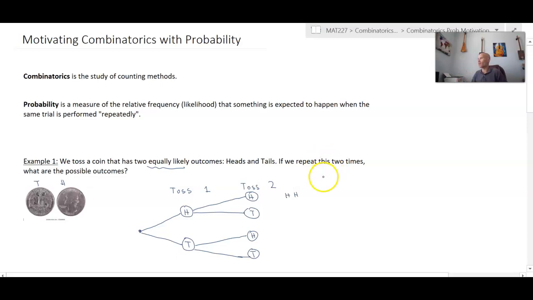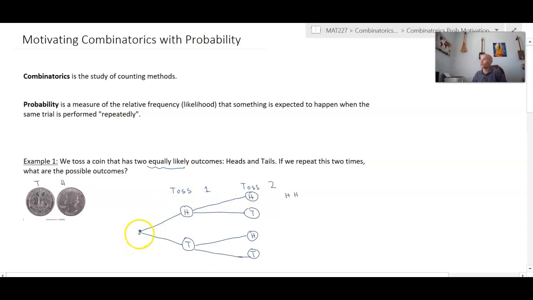You can just say HH. You can even say, as an ordered pair, H comma H, like that. It means first trial, second trial. We'll just go ahead and stick with HH for now, for simplicity.